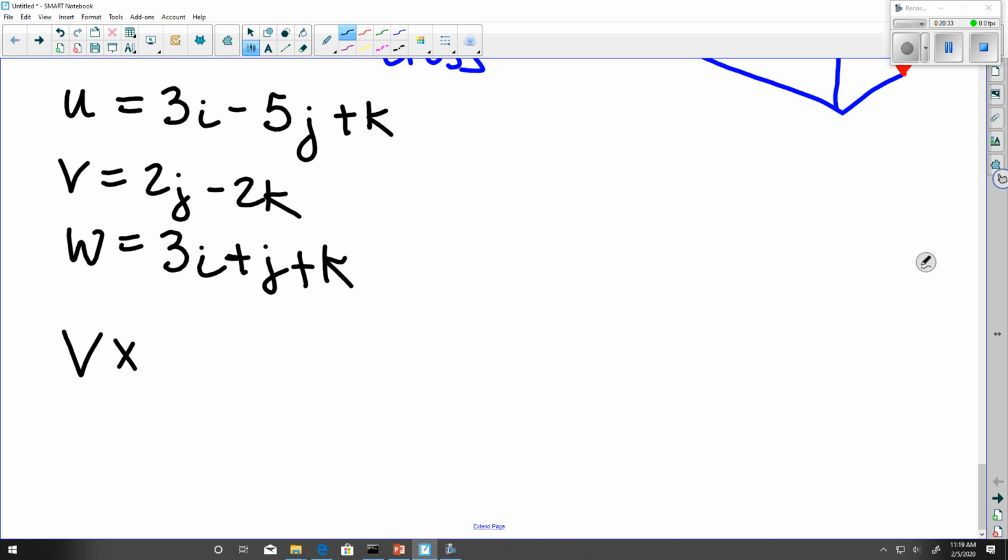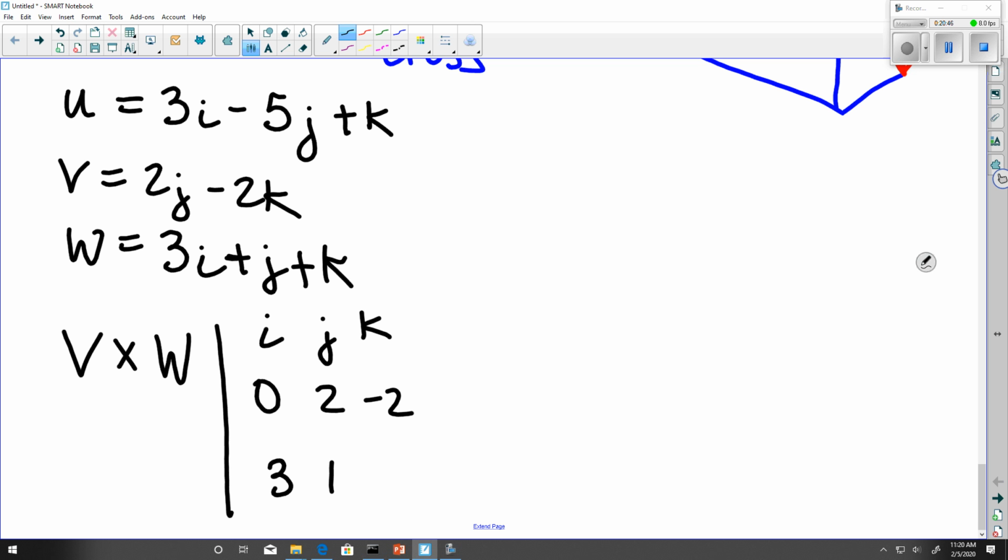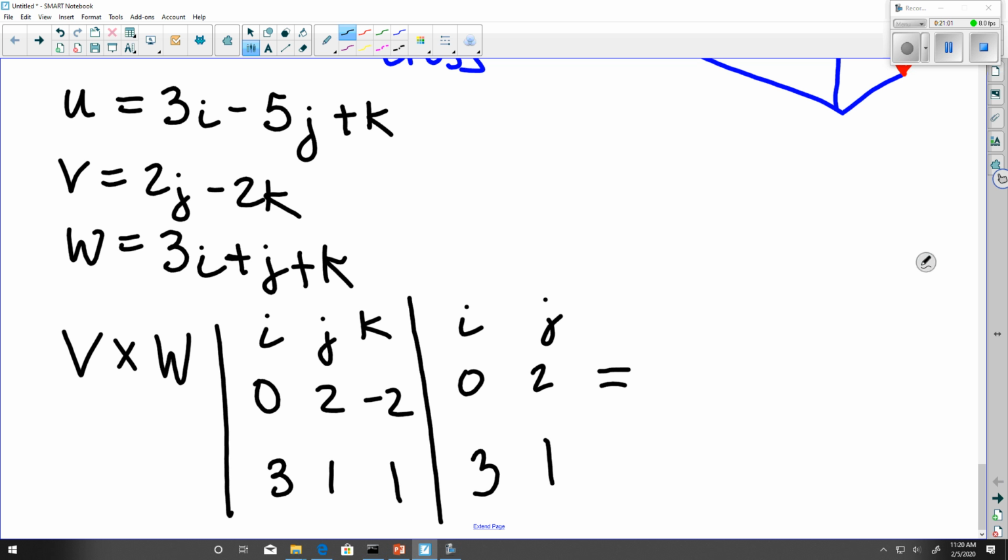So if you do V cross W, you would have to do I, J, K. Copy V: 0, 2, minus 2, and W: 3, 1, 1. I'm not going to actually do it. I will let you do it whenever you have a chance. We already did it 3 times today, so I'll just write the answer: 4i minus 6j minus 6k. So you did the triple scalar product, got the answer.